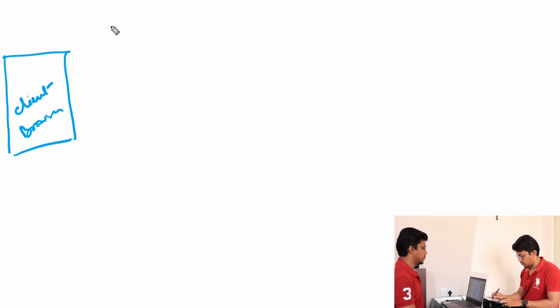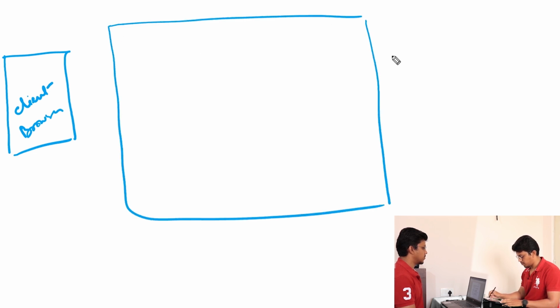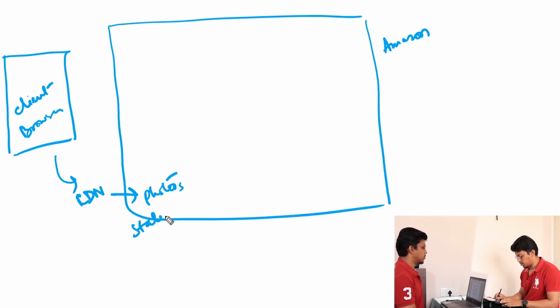So how does a user interface or a client interact with the first microservice layer? I have a user interface or a browser, how will I interact with the microservices? Suppose we have a client or a browser, and here we have amazon.com. Using a CDN, content delivery network, we can get the photos and static pages.